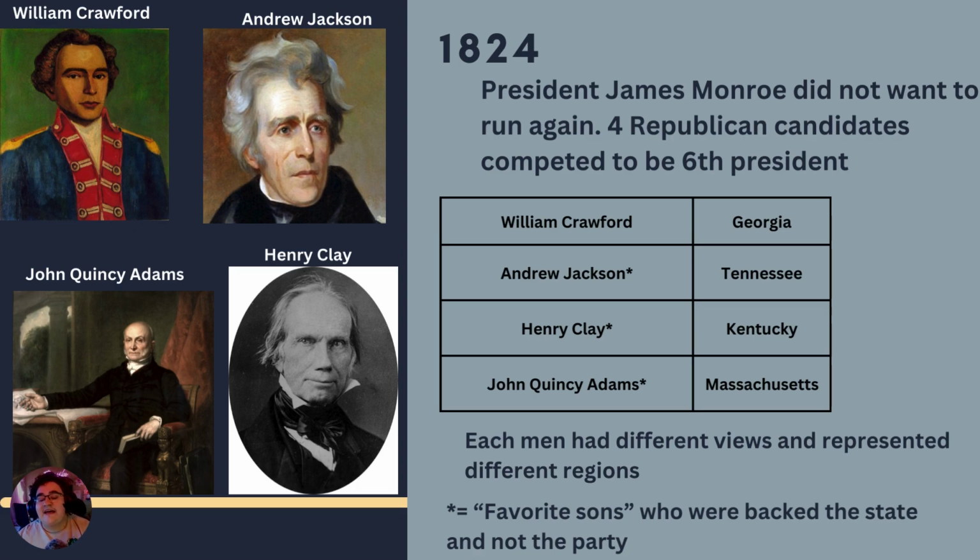There is a little star next to these three names. This means that they were the favorite sons, which means that they were backed and supported by the state they were associated with versus by the political party. That plays an important factor because in order to win a presidency at this point in time, this is before the Electoral College had been officially decided. So in order to become president, you had to win by majority. And to win by majority, you have to win by party majority. Didn't matter if the states backed you or not.